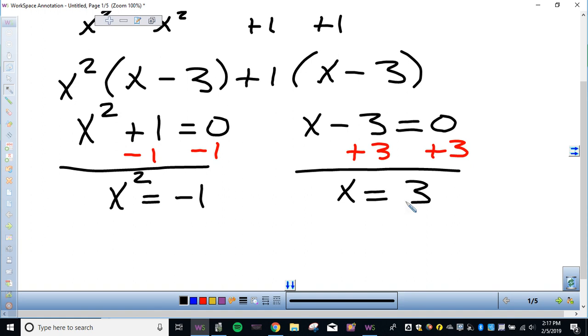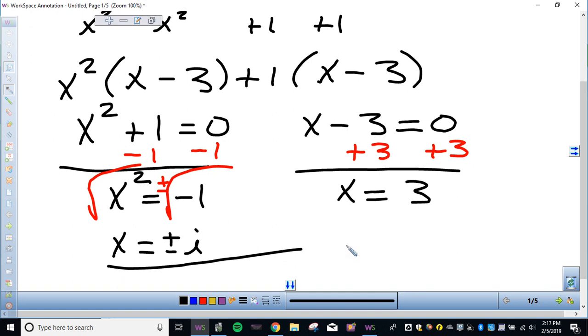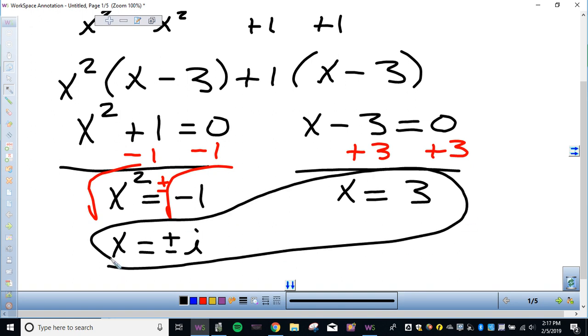How do I solve for x on the first? Square root both sides. And what's my answer? Plus or minus i. So x equals plus or minus i and 3. So there are the 3 answers. We start with the cubic, you have to have 3 answers.